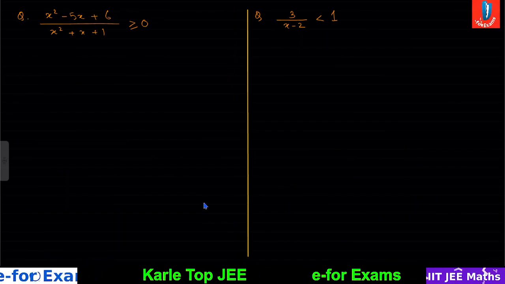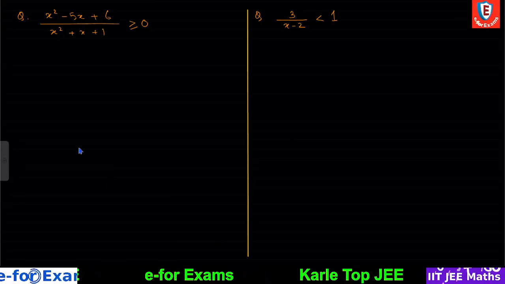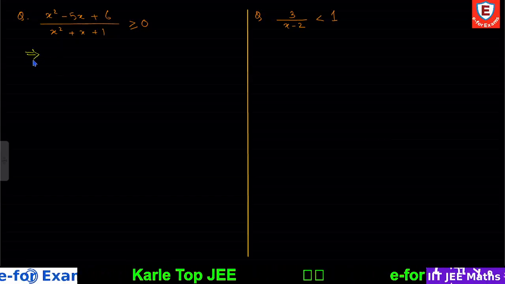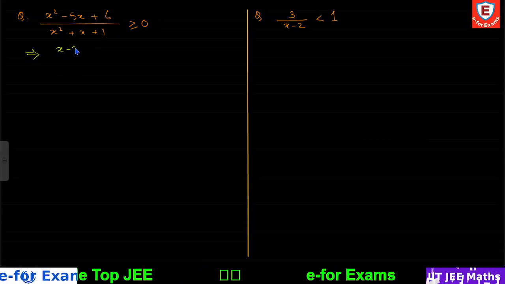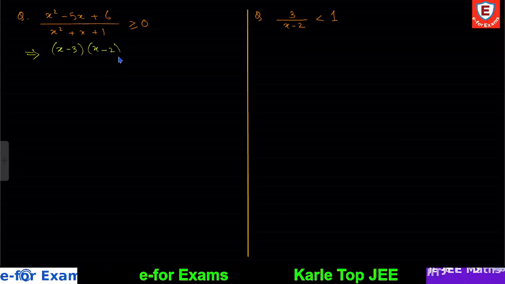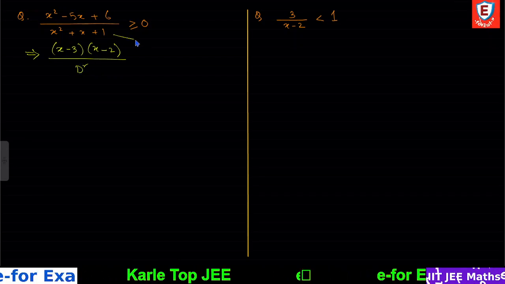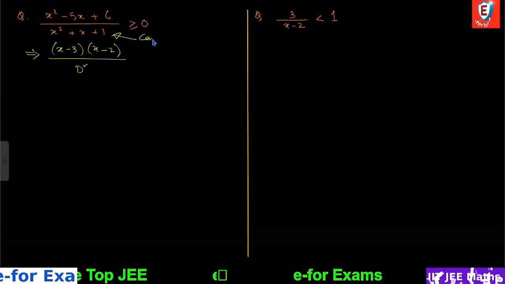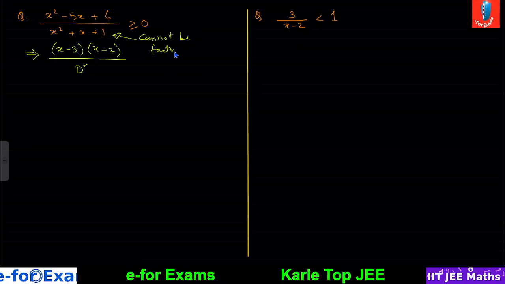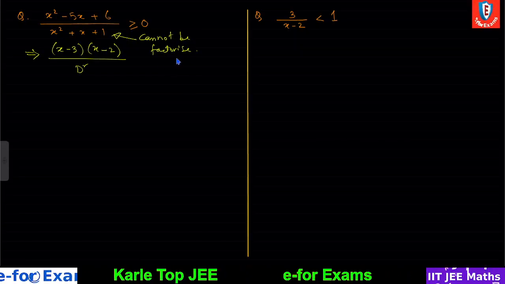Okay, next question. Here the numerator can be factorized: x minus 3, x minus 2, divided by this denominator. This denominator cannot be factorized, right? So check.